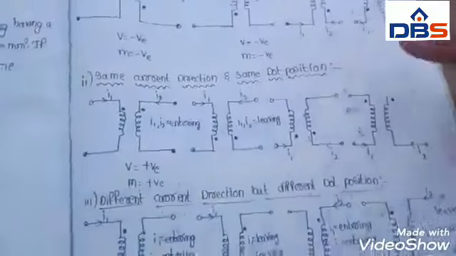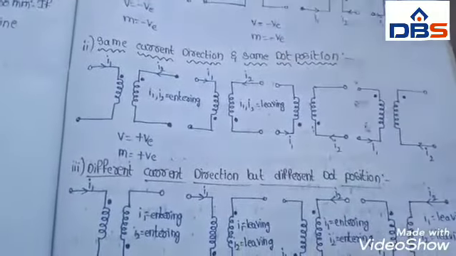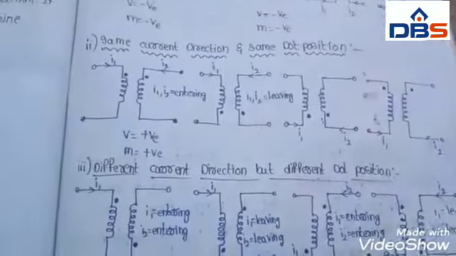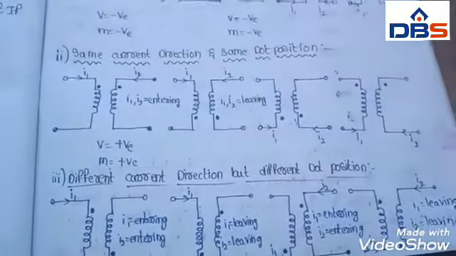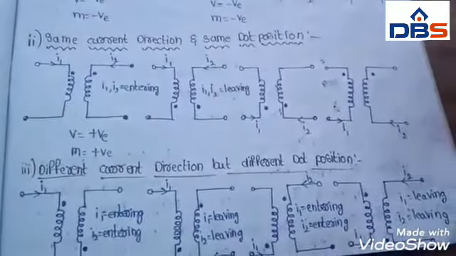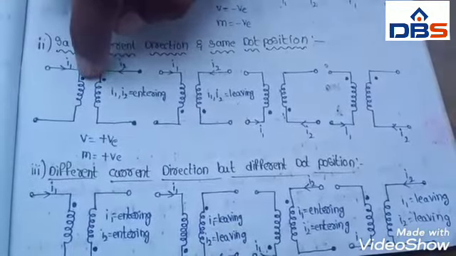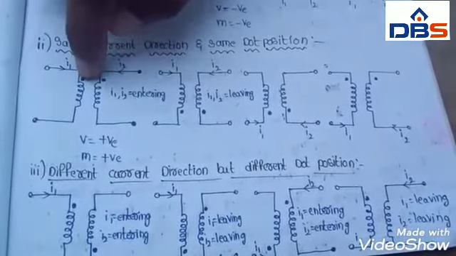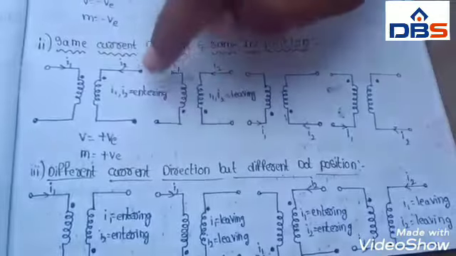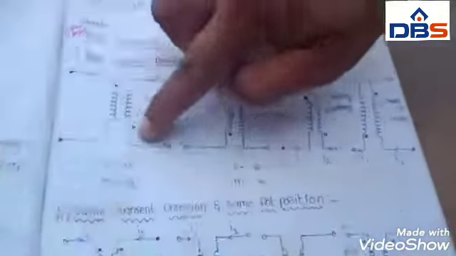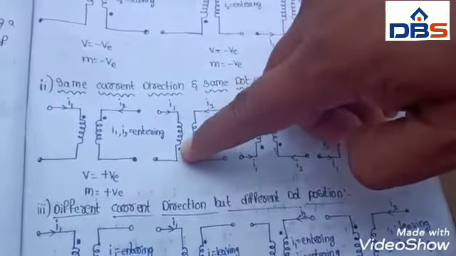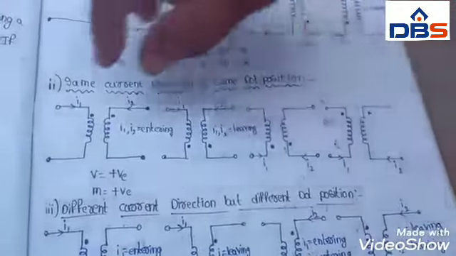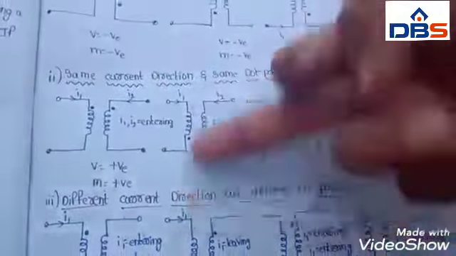Another case: same current direction and same dot position. Before, it was same current direction but different dot position. Here both are incoming currents and both are incoming dot positions, so that is positive mutual inductance and positive voltage. If the dot positions are in the same place, then the voltage and mutual inductance are positive. If the dot positions are different, the mutual inductance is negative. Here also the current is incoming but the dot positions are leaving, coil 1 leaving and coil 2 leaving. These two positions are the same, so both are positive.